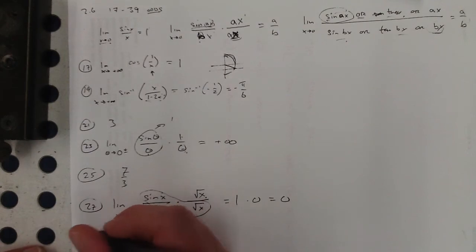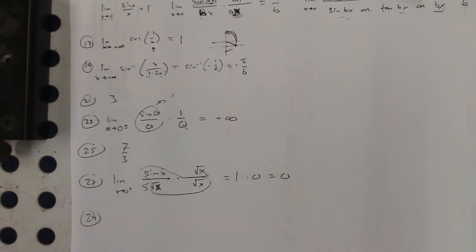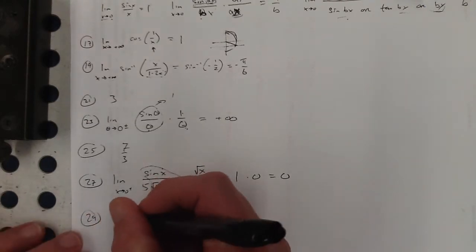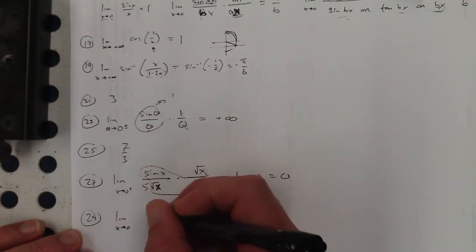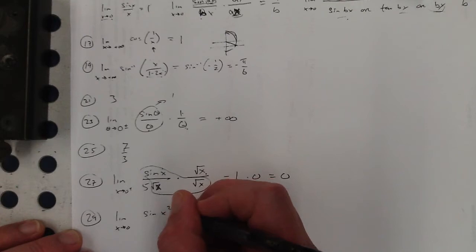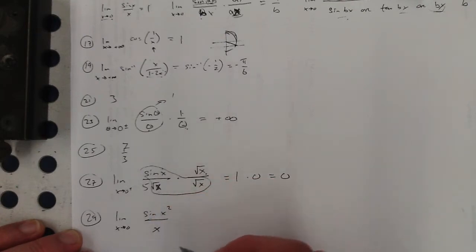Number 29. Got sine of x squared over x. I'd like to be that.